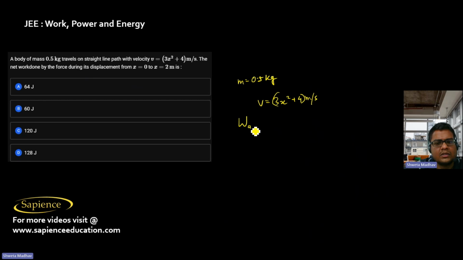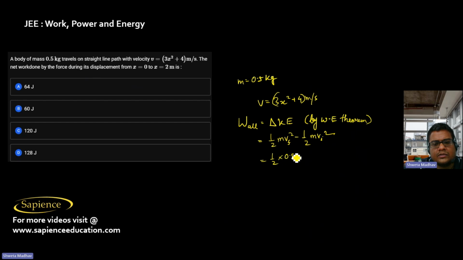So work done by all forces, we know that is equal to change in kinetic energy by using the work energy theorem. Therefore work done by all forces will be half mv final square minus half m v initial square. This will be half into m, which is 0.5 kg, into v final square minus v initial square. So now v final means the velocity at x equal to 2 meter.